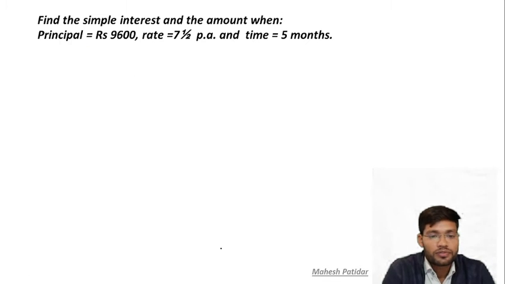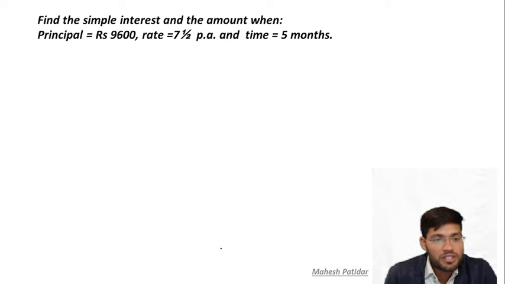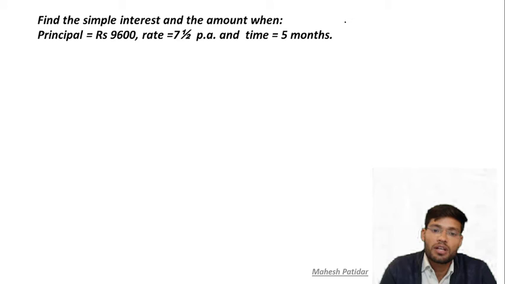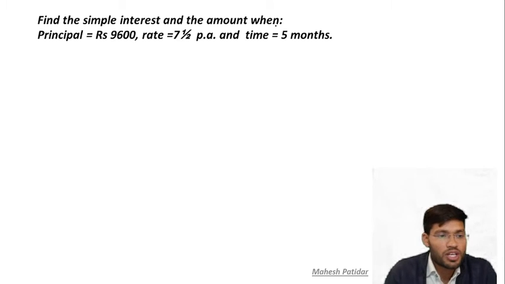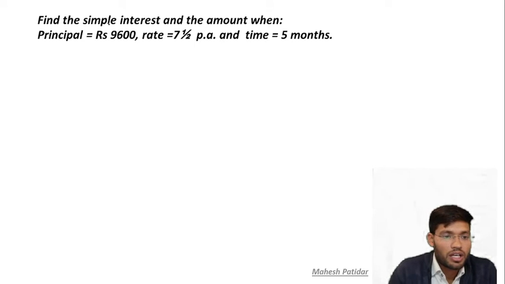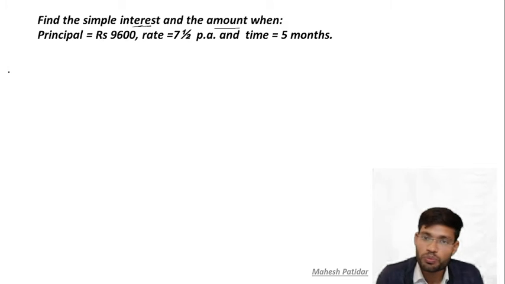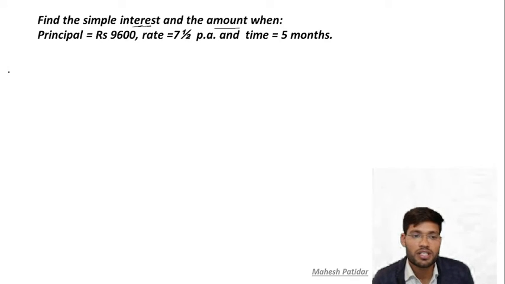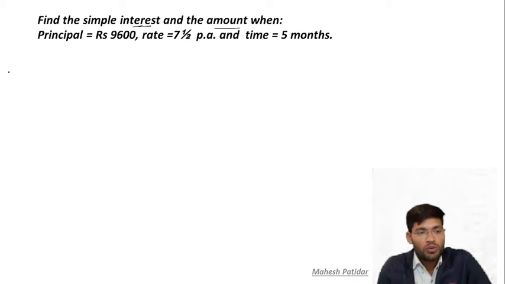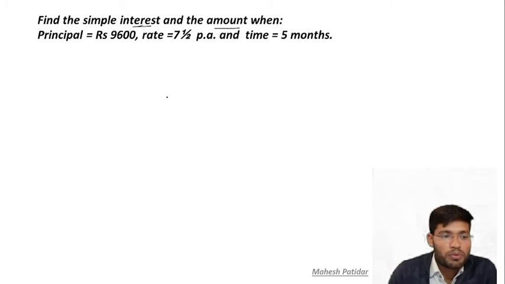Now next question: find the simple interest and the amount when principal is this, rate is this and time is this. This question was asked before in MPPSC mains. So we have to find the simple interest, SI, and find the amount. When you try this question, pause the video and try it yourself. It is a similar question to the one we just solved. Pause and solve it.